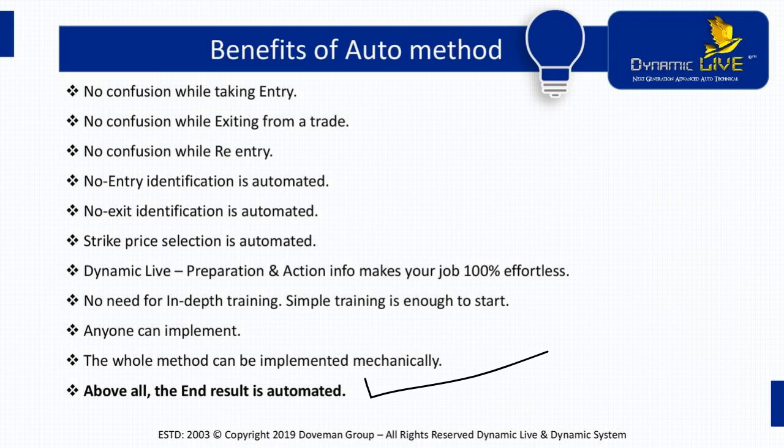So what I'm trying to tell you here is Dynamic Live does all the hard work for you, and it makes sure that money making is automated. Your job is to simply place orders. Got it? Now these are all the benefits of having this intelligence in place today. Now many of you may be thinking, how do I get access to this? When do I get started?